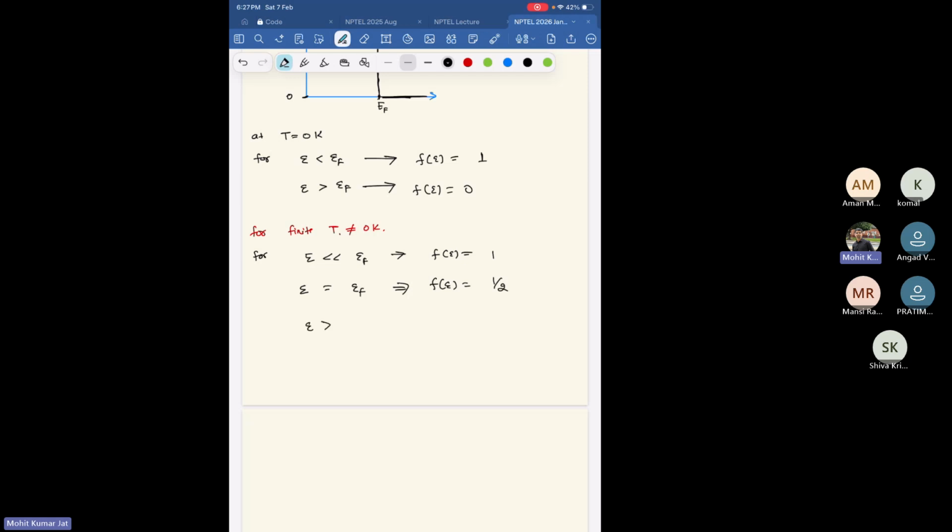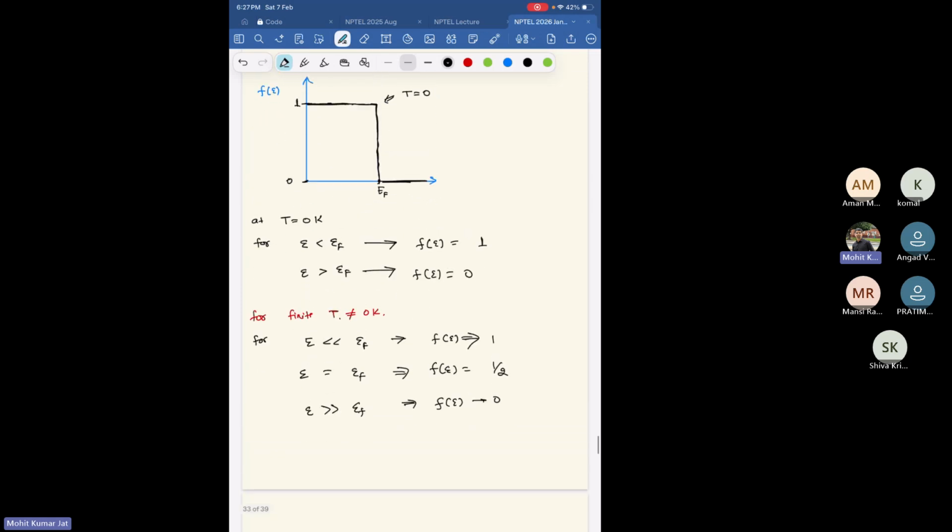And for E greater than EF, F(E) goes towards 0. Right? So now this tells you, if you have finite T, when your T is not 0, then at this point, yes, you will be having 1. At very extreme, when E is very large than EF, yes, then 0. At E equals EF, you will be having value half, which somewhere here half will come. And the transition between them happens like this.